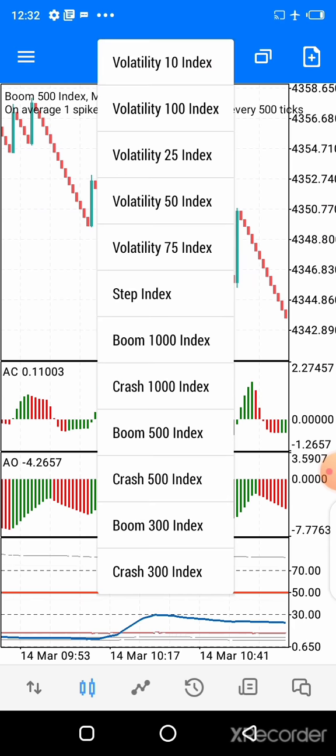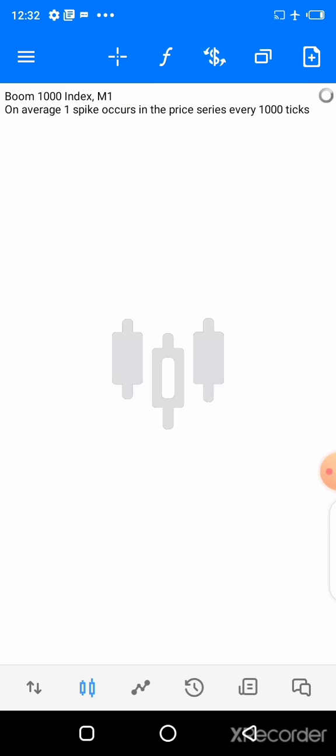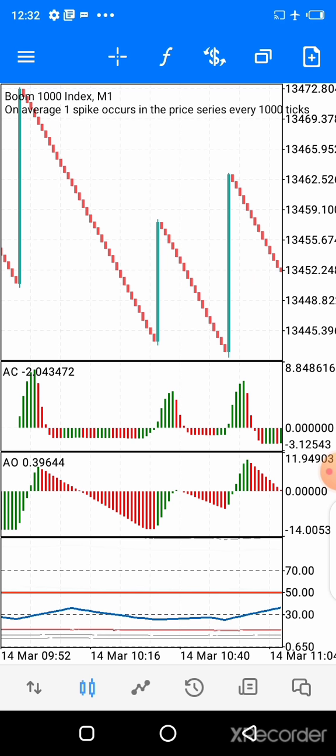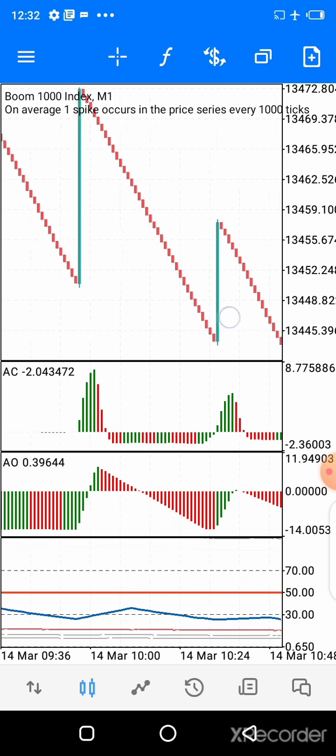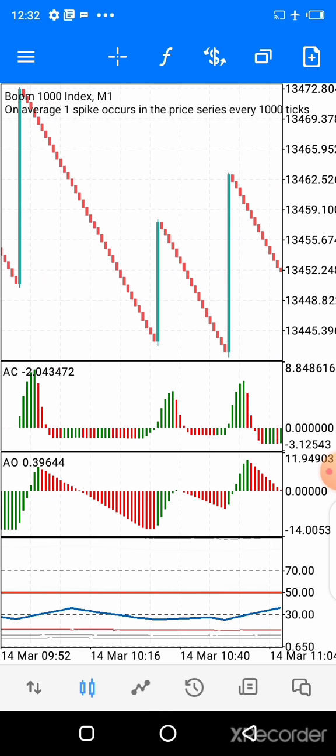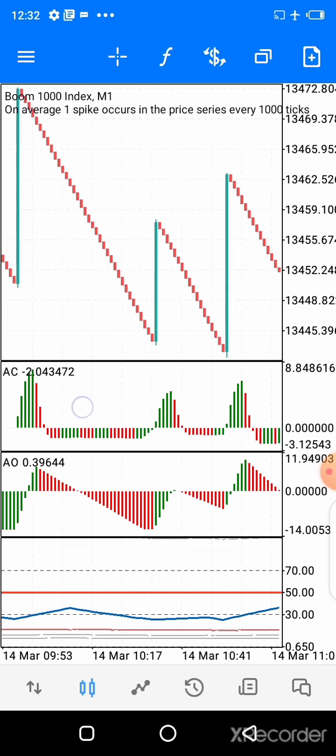Now we have a little difference when we come for Crash 1000 and Boom 1000. Let's take a look at Boom 1000. For Boom 1000, you don't need your accelerator oscillator. You don't need this window.